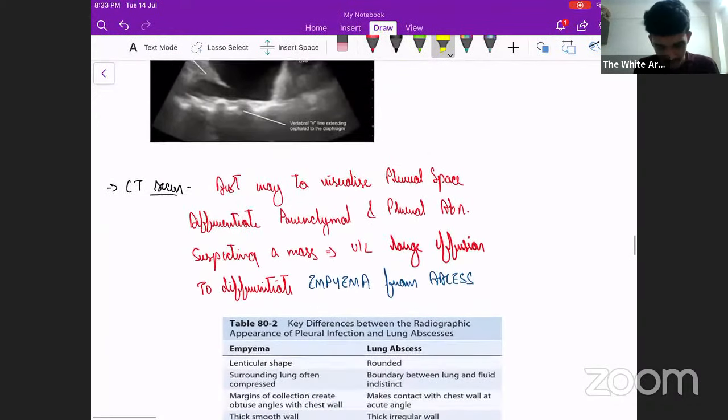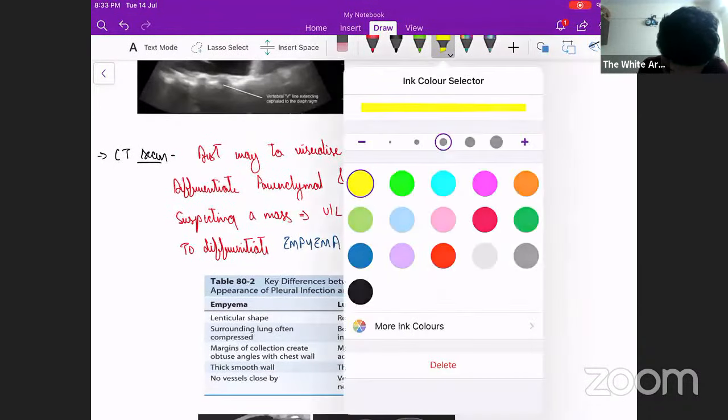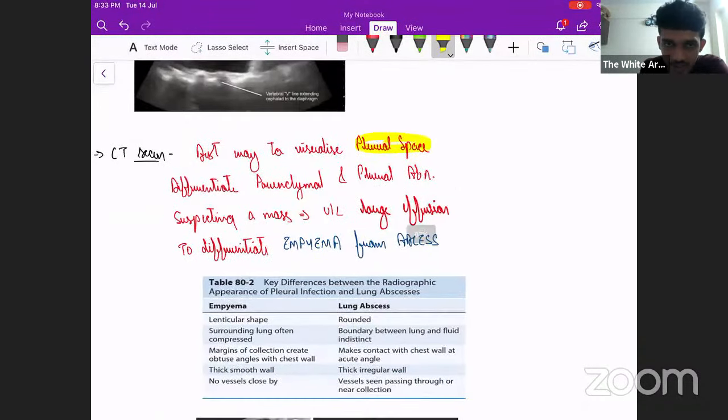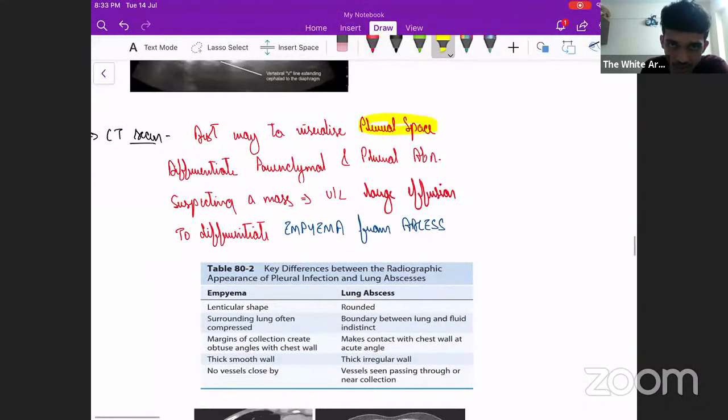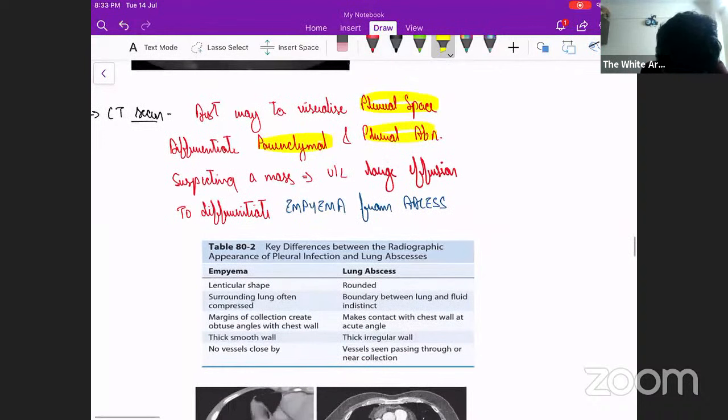Okay, next is CT scan. The best way to visualize the pleural space is CT scan. Just that it is a costly investigation, but it is the best way to visualize the pleural space. It helps us differentiate whether it is a parenchymal abnormality or a pleural abnormality. So whether it is a malignant mass, a consolidation, a primary pleural abnormality, a pleural thickening, or an effusion, CT scan helps us to differentiate. And if we have a unilateral large effusion, then we'll have to suspect a mass. At that time again, CT scan will be helpful.